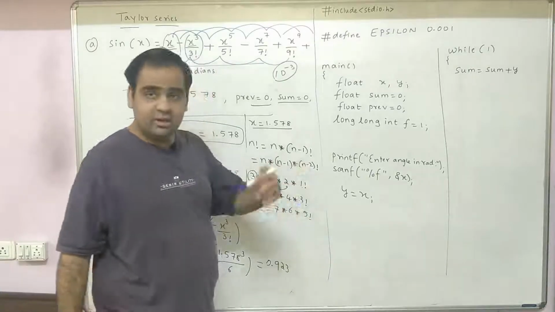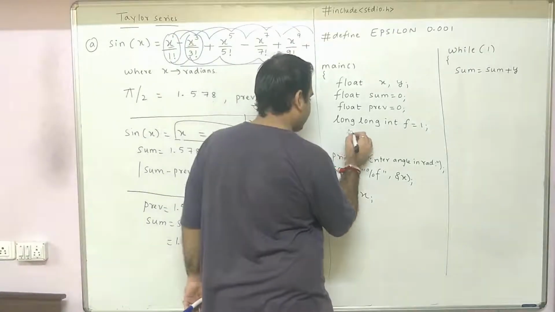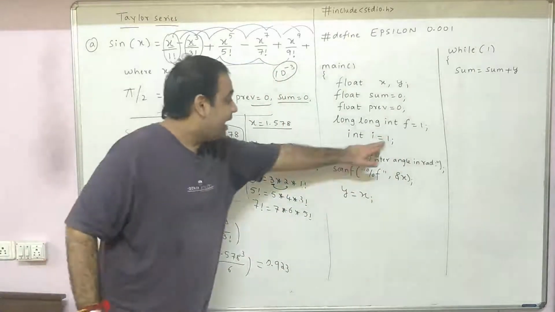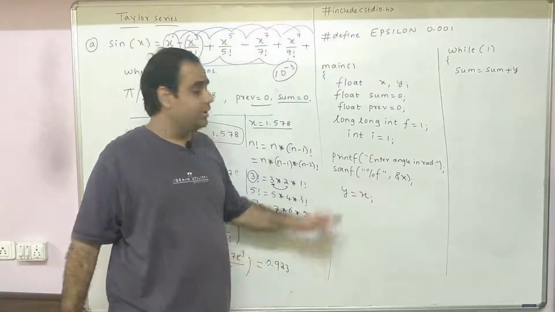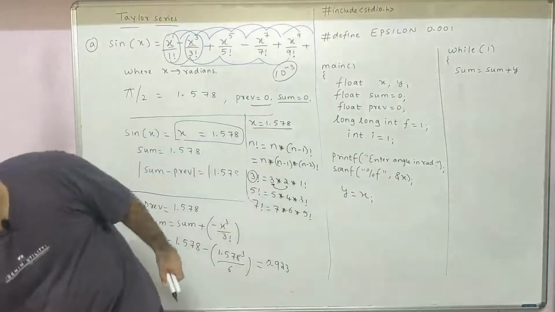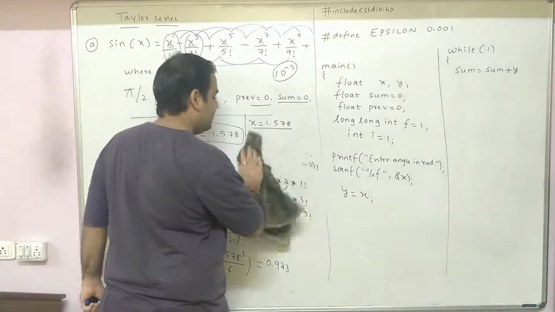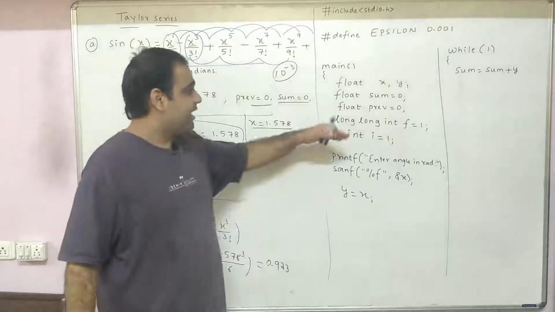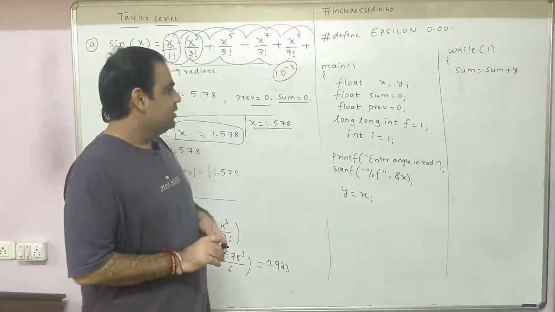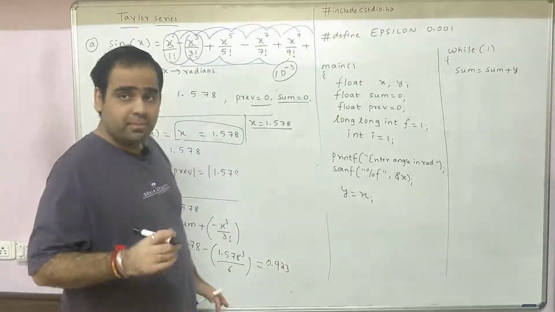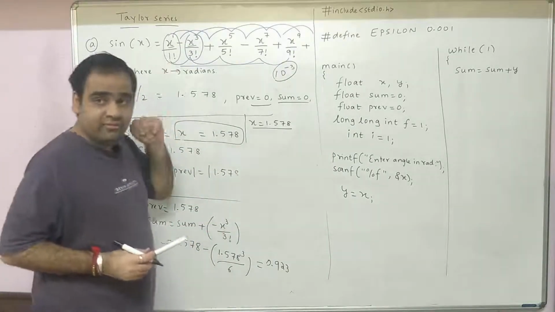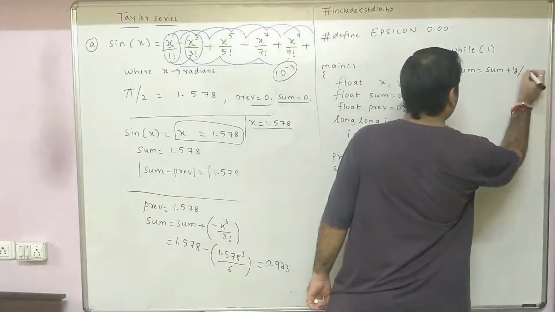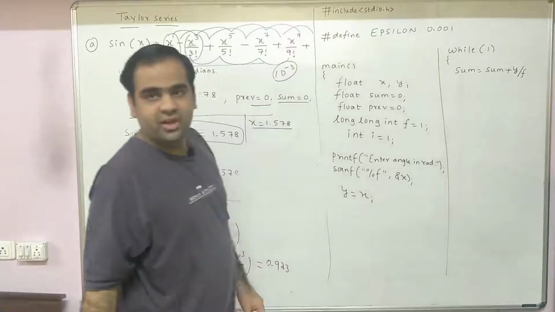That means we need to take one more variable, and let us take int I is equal to 1. If I is equal to 1, we will compute 1 factorial. Next time I will become 3, we will compute 3 factorial. Next time I will become 5, we will compute 5 factorial. Next time I will become 7, we will compute 7 factorial, and so on. Therefore, sum is equal to sum plus y divided by, you need 1 factorial, which is available in f. Therefore, we say divided by f.